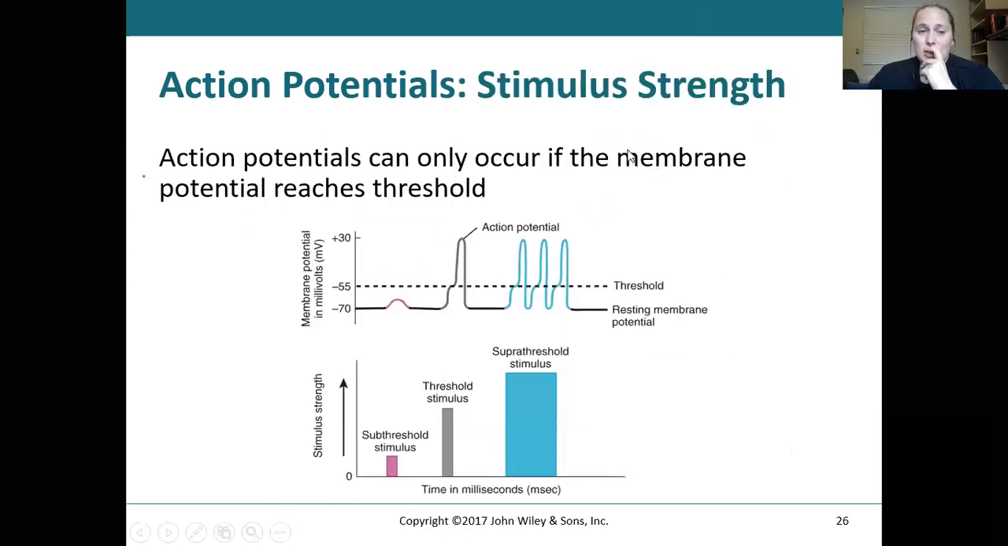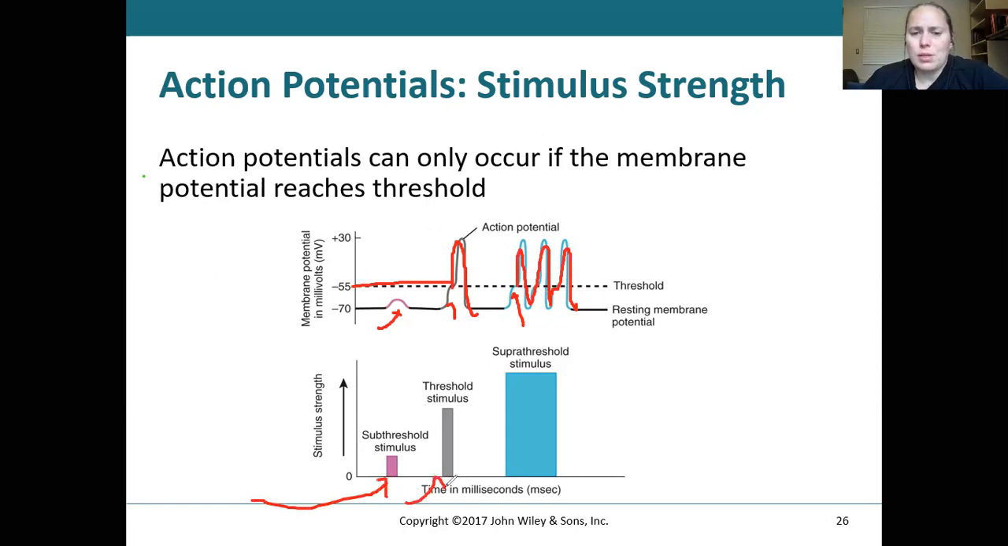Okay, so action potentials and stimulus strength. Action potentials can only occur if the cell reaches threshold. So like I said, here's our threshold. Here you have a graded potential. So you need enough graded potentials in order to reach threshold. At that point, you have an action potential. Once a cell reaches threshold, you have action potential after action potential after action potential until it returns to resting membrane potential.